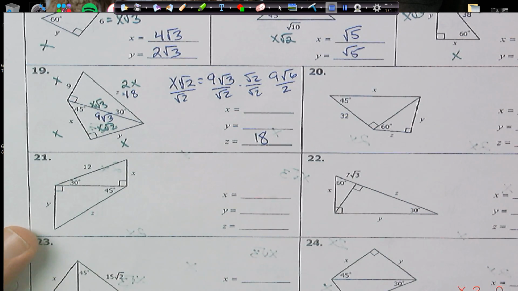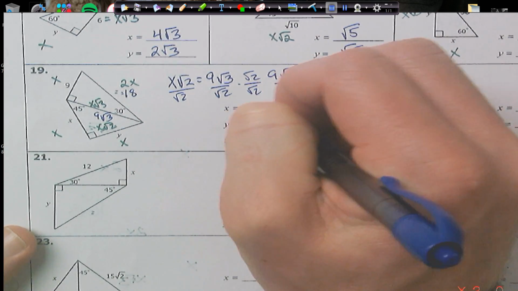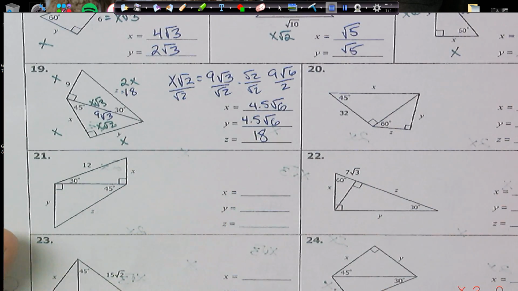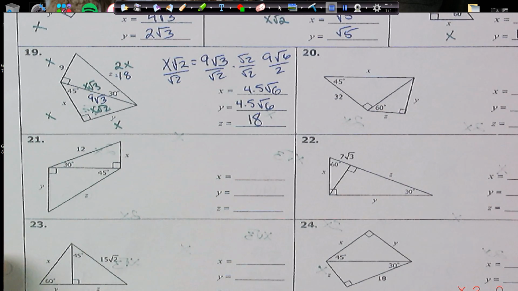We can divide 9 by 2, we get 4.5, and so we can do 4.5 rad 6 for both of these. Again, not the neatest one. These don't always turn out so neat. Let's look at 21 now.